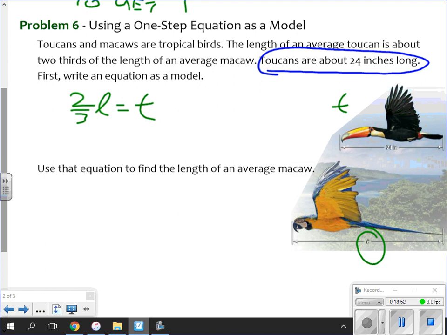Where does the 24 go in here? For the T, I replace the T with 24. So I have 2/3 L is equal to 24. And I solve that. How do I solve that? What do I do? Multiply by the reciprocal, which is 3/2.